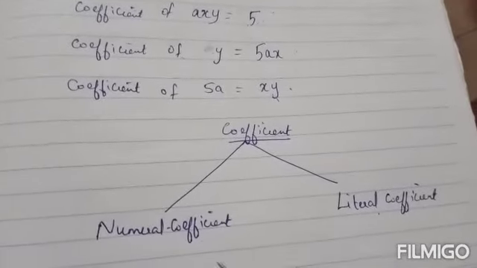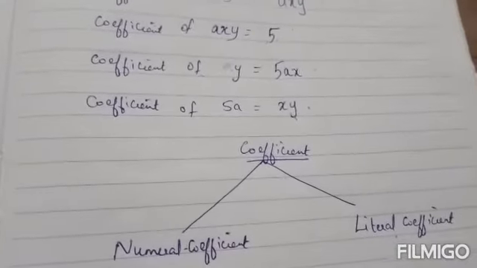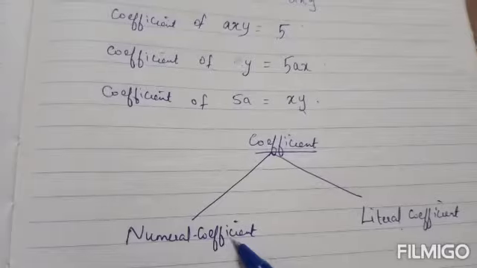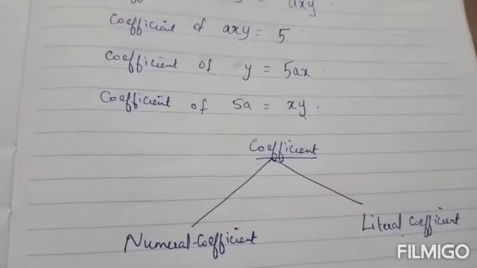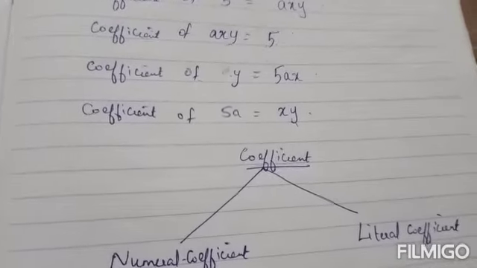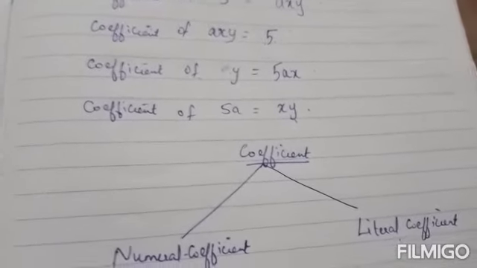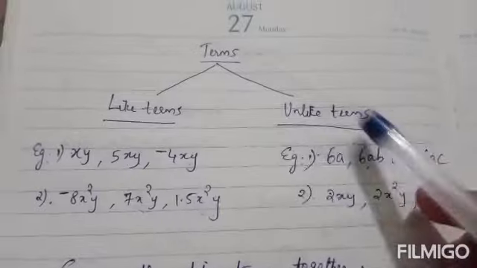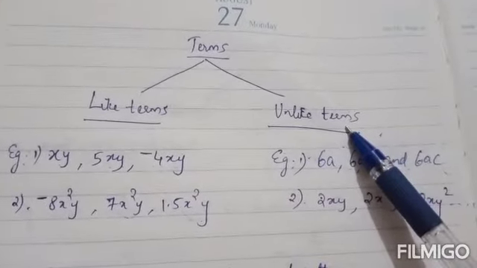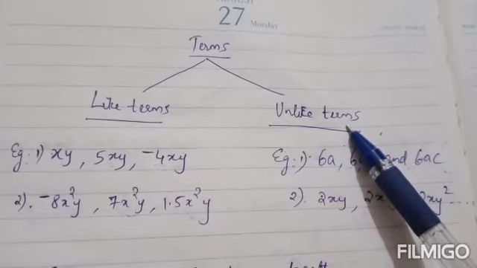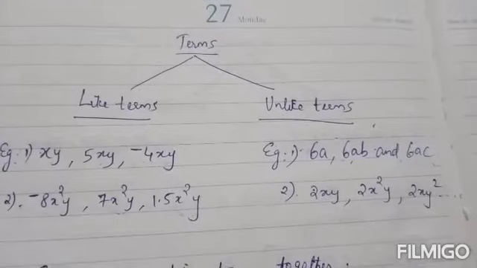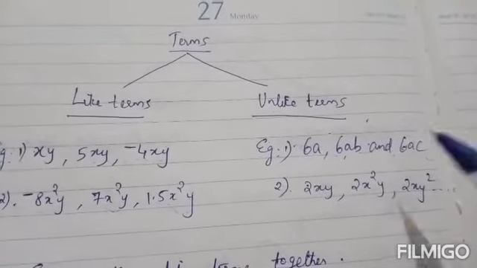That is what we mean by numerical coefficient and literal coefficient. Numerical coefficient contains only numbers. Literal coefficient involves variables and letters, a combination of variables and numbers, okay. Next, unlike terms. Unlike terms means they have different literal coefficients. They do not have the same literal coefficient. Such terms are called unlike terms.